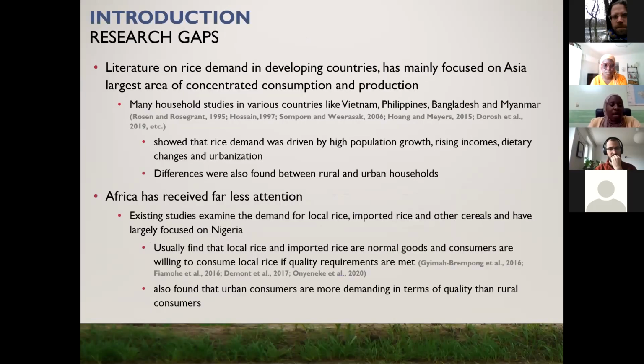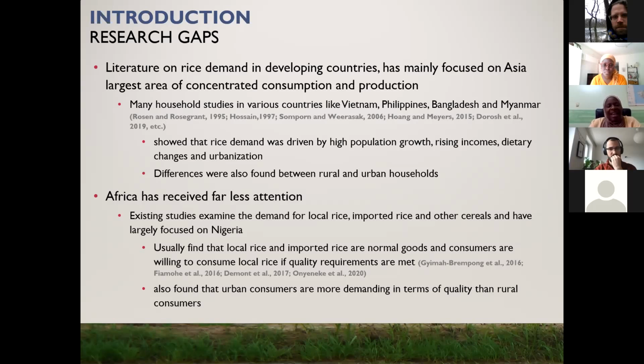Literature on rice demand in developing countries has mainly focused on Asia, because Asia is a large area of rice consumption. These household studies were implemented in countries like Vietnam, Philippines, Bangladesh, and Myanmar. What they showed is that rice demand was driven by population growth, rising income, dietary changes, and urbanization. Differences were also found in these studies between rural and urban households. They have different preferences and different expenditure patterns.